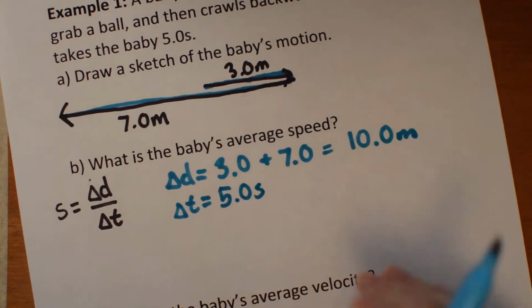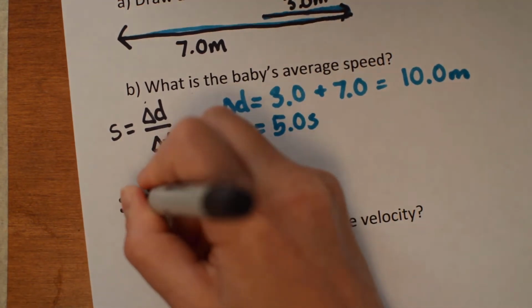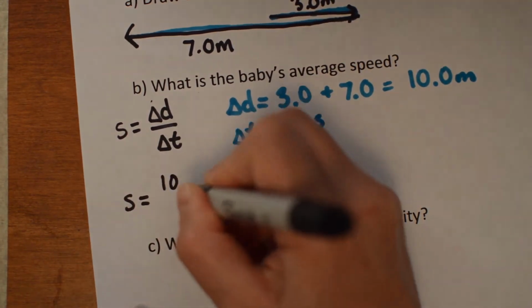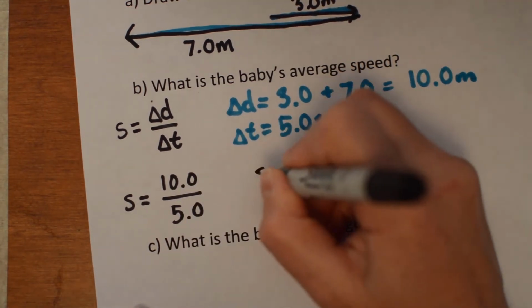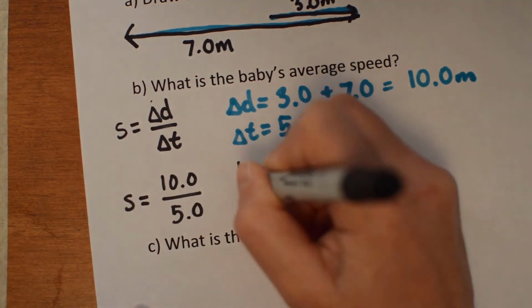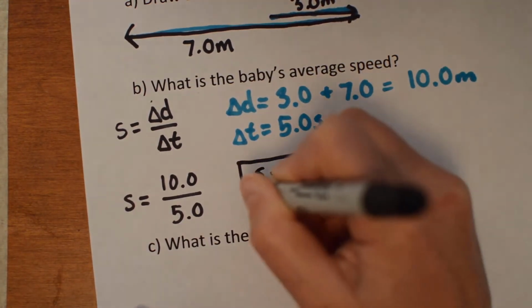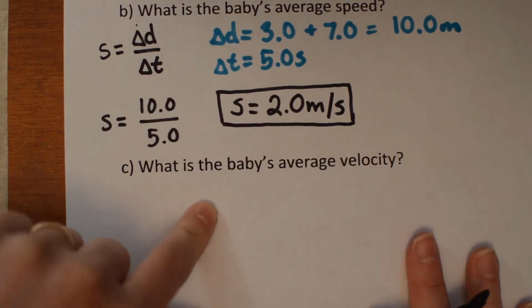So that's always a scalar. Plugging those in, I get my speed here. It's going to be the 10 meters divided by the 5 seconds, which is 2 meters per second. So the baby's speed is 2 meters per second. And there's no direction to worry about there because that's a scalar. Next, we'll find the baby's average velocity.